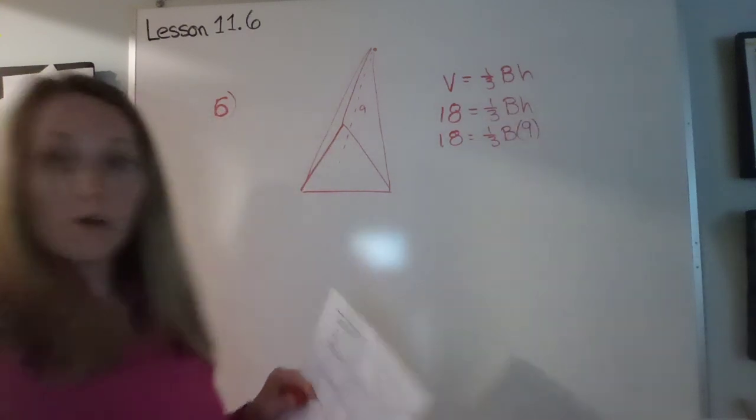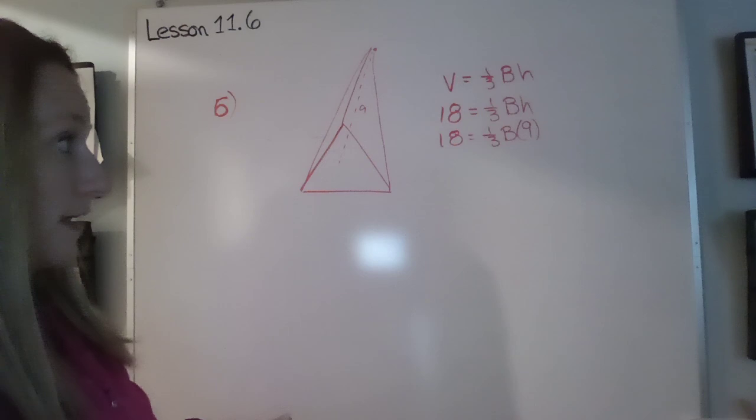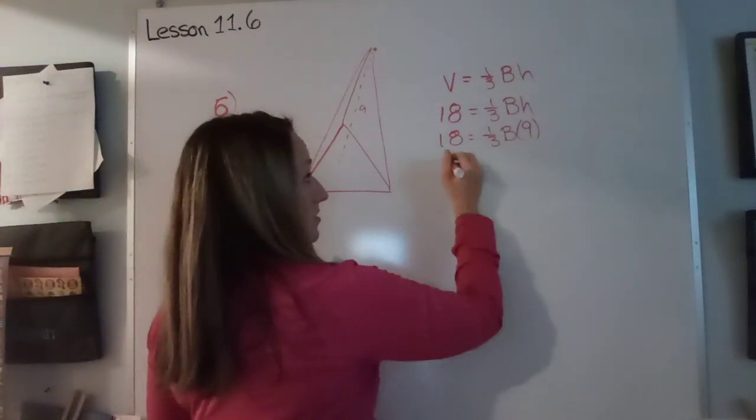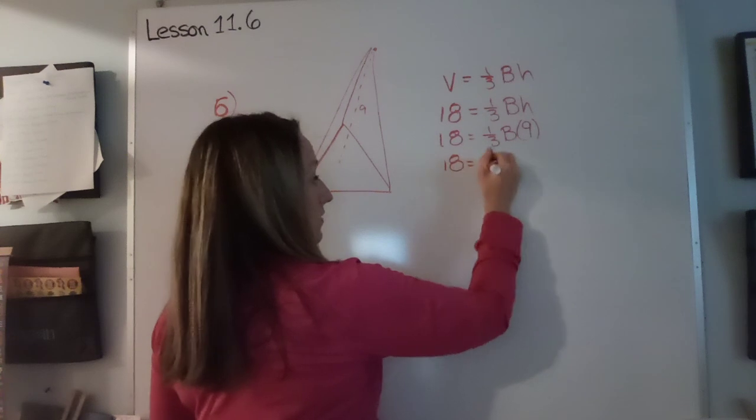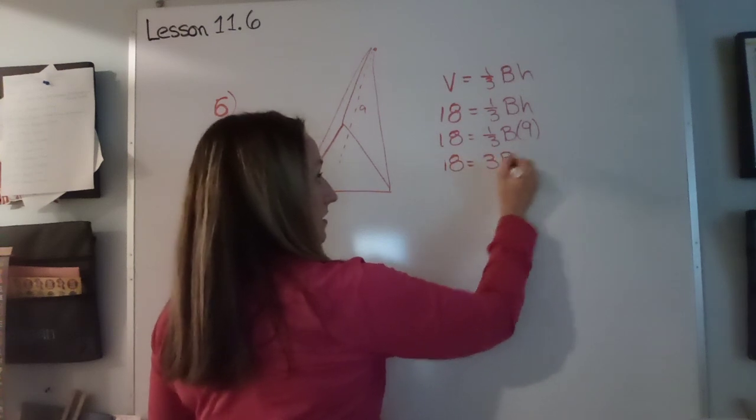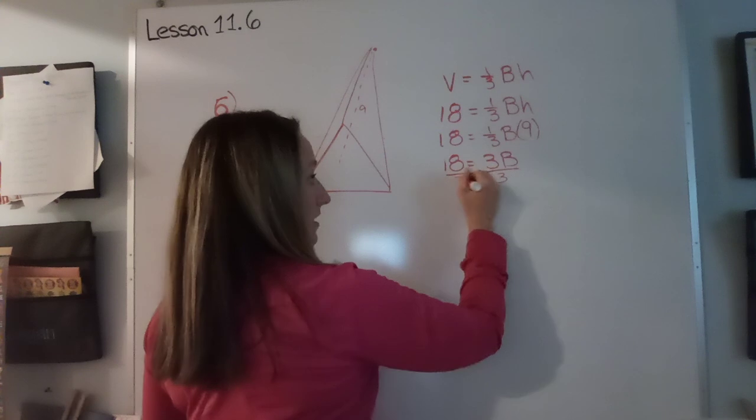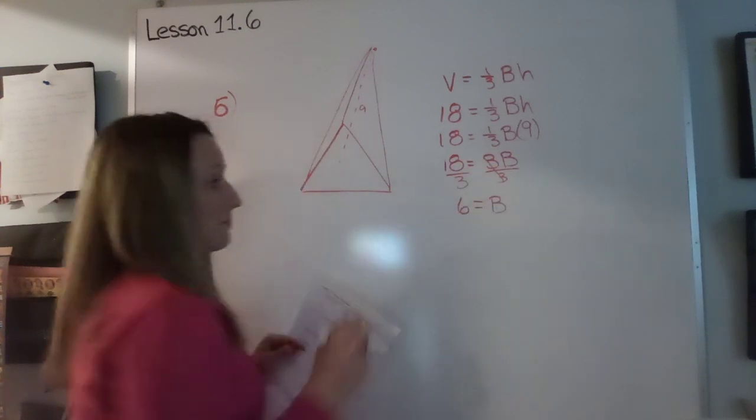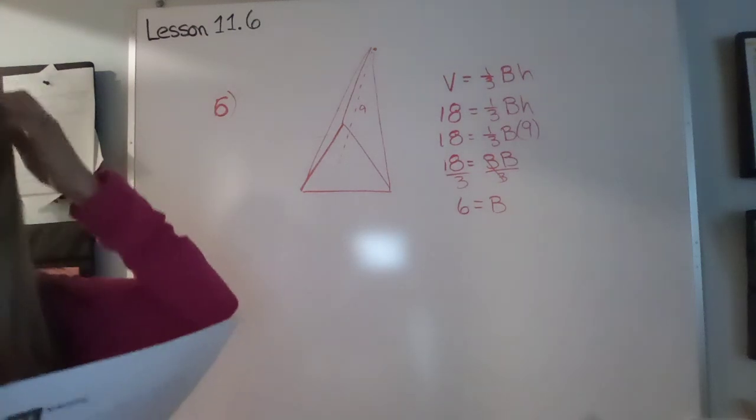Before I read on, I can at least solve for B and then see what I need to do from there. 1/3 times 9 is 3, so I have 18 equals 3B. Divide both sides by 3, and you have 6 equals B. So I know the area of the base equals 6. Let me see what I'm asked to find.